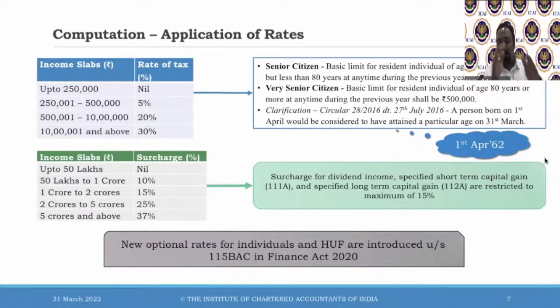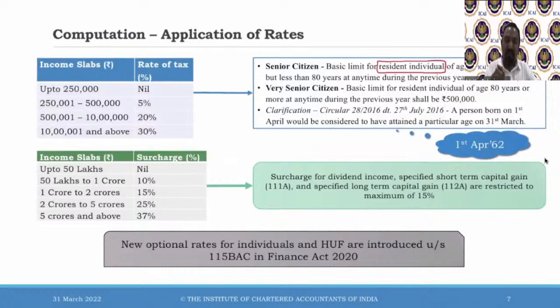There are some other slabs given for senior citizen and very senior citizen. So who is a senior citizen? A basic limit for resident individual. This is very critical. For non-resident, there is no concept of senior citizen. The senior citizen's concept is only for resident. Both senior citizen and very senior citizen is only for resident. Above 60 years, but less than 80 years is senior citizen. Above 80 years is very senior citizen.